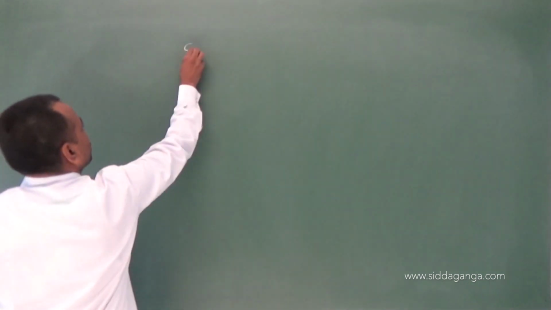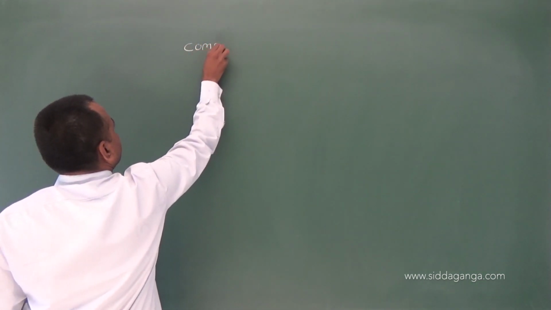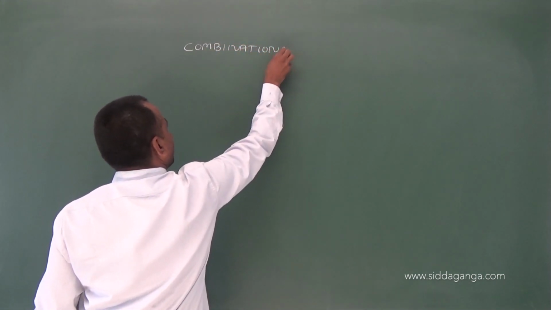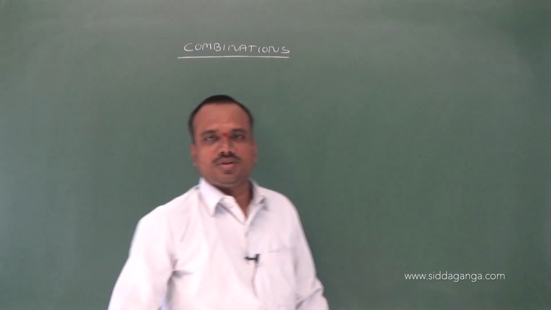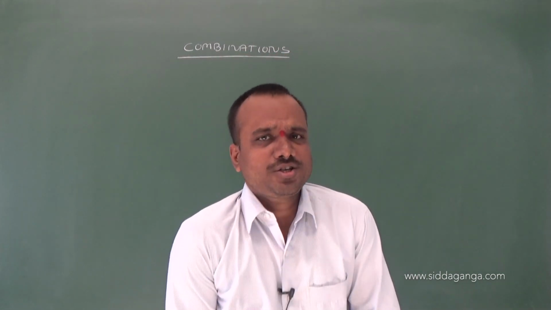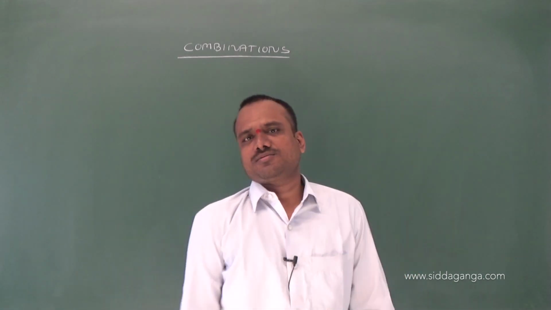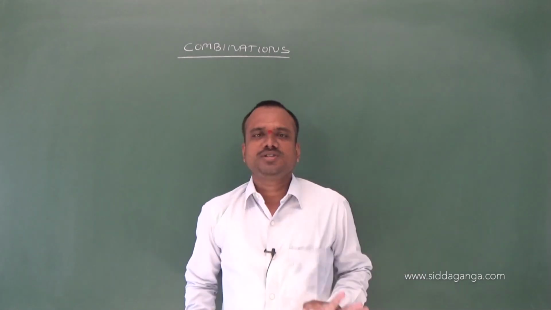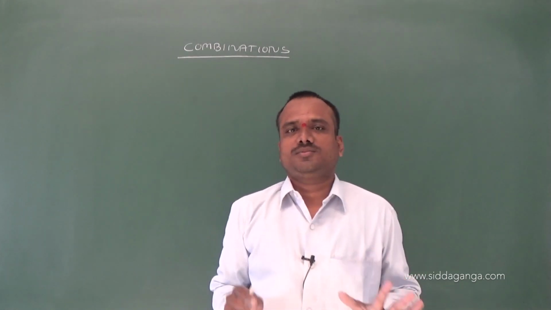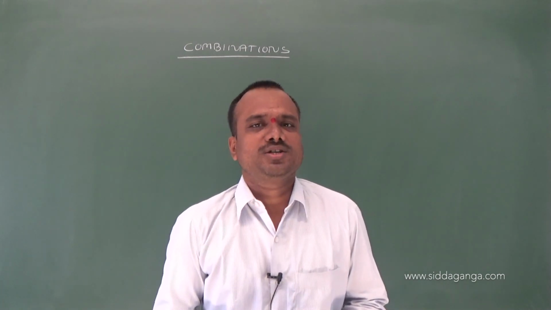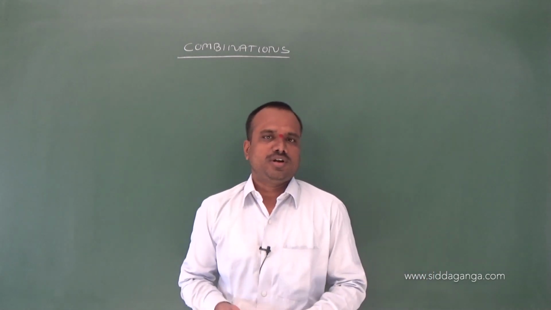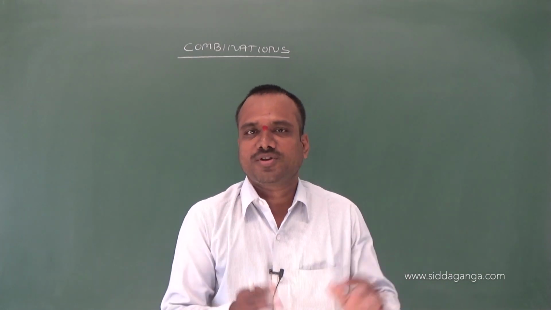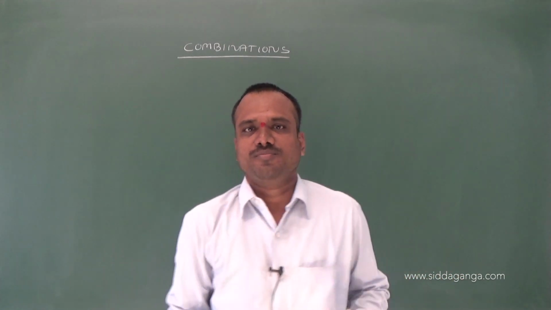The last concept, combinations. So permutation means what? Arrangements. Correct? Combination means what? Selection. If anybody asks, define combination: selection of objects. Define permutation: arrangement of objects. That is the difference between permutation and combination.